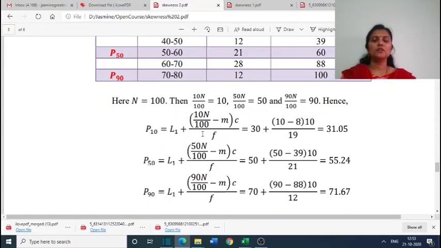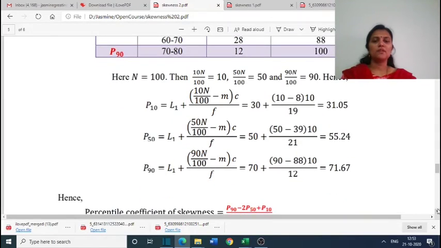Hence P10 is equal to L1 plus 10n by 100 minus m into c by f, which is equal to 30 plus 10 minus 8 into 10 by 19, which is equal to 31.05. Next P50 is L1 plus 50n by 100 minus m into c by f, which is equal to 50 plus 50 minus 39 into 10 by 21, which is equal to 55.24. P90 is L1 plus 90n by 100 minus m into c by f, which is equal to 70 plus 90 minus 88 into 10 by 12, which is equal to 71.67.